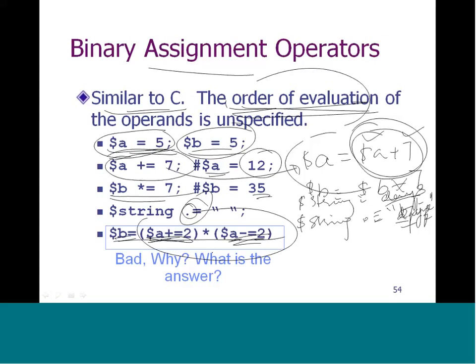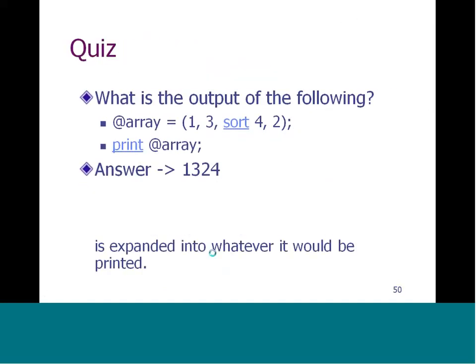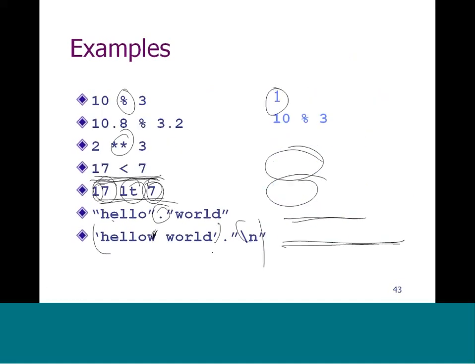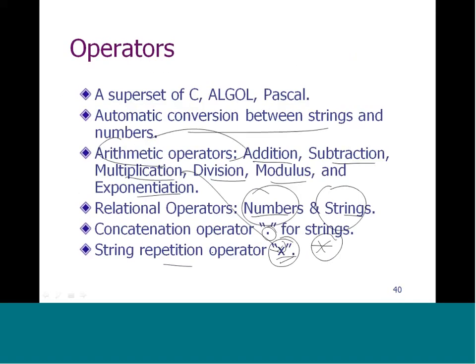Okay, so let's just recap what we learned today. We started with some operations. We went through the various operators. Essentially in Perl we have a number of operators. Basically it's a superset of C, Algol and Pascal. And there is automatic conversion between strings and numbers. We saw how we can do this.